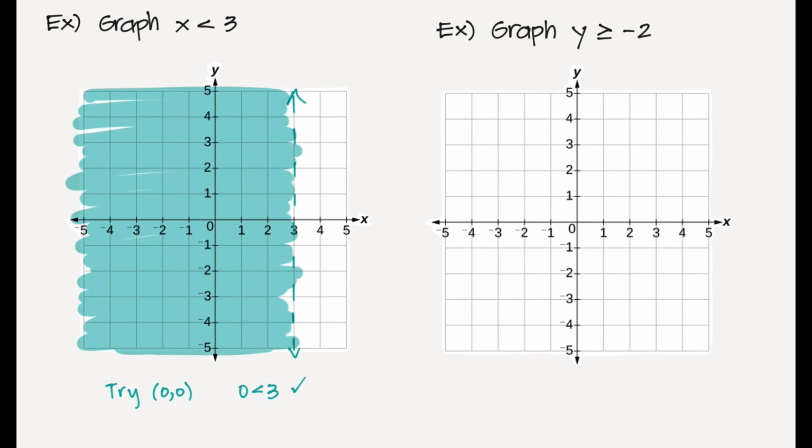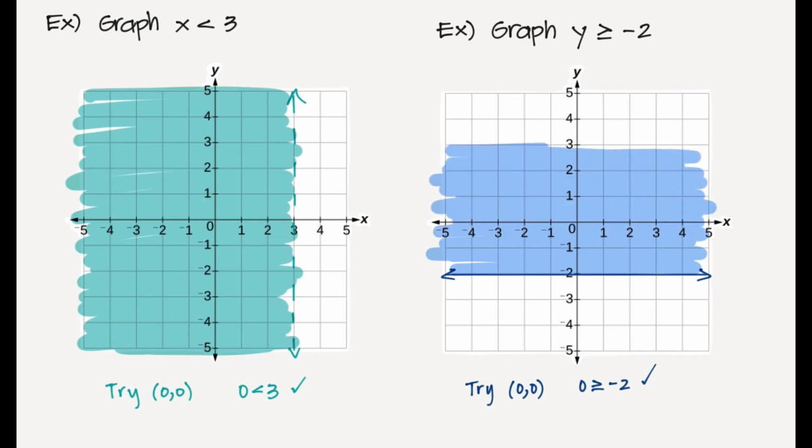All right, one more. y is greater than or equal to negative 2. So this is going to be a horizontal line, and it's going to be solid, crossing through negative 2. And if I plug in 0, 0, is 0 greater than or equal to negative 2? Yes, it is. So I'm going to shade everything that is above my line.